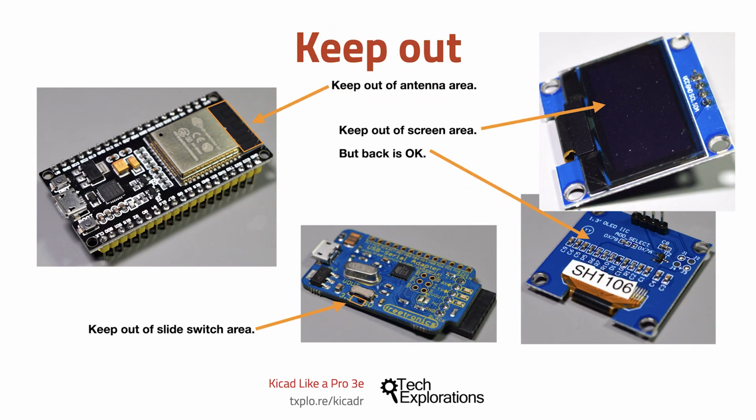A keep-out area is exactly what it sounds like, an area on the PCB that must be clear of components and perhaps even traces and vias. In this slide, I've got 3 examples of devices that contain keep-out areas.